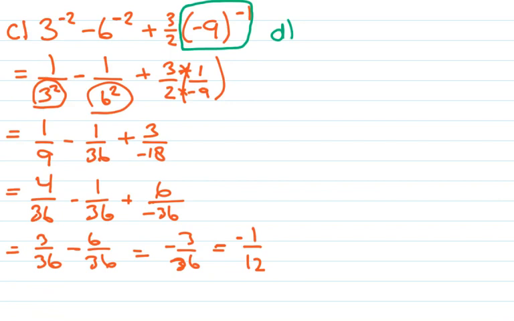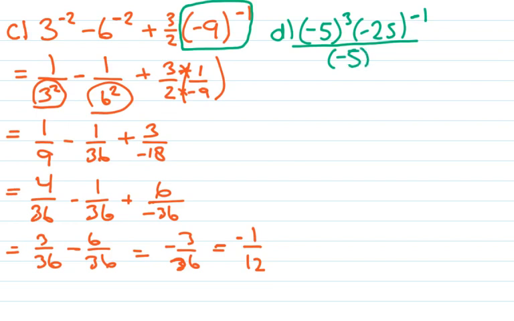All right, D. D says negative 5 cubed and then times negative 25 to the power of negative 1 over negative 5 to the power of negative 2. So because I have some things that are the same base, this negative 5 and this negative 5, I'm going to simplify their exponents before I make them into fractions. I'm just going to get rid of those lines.